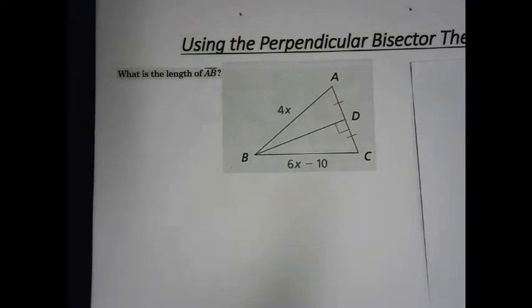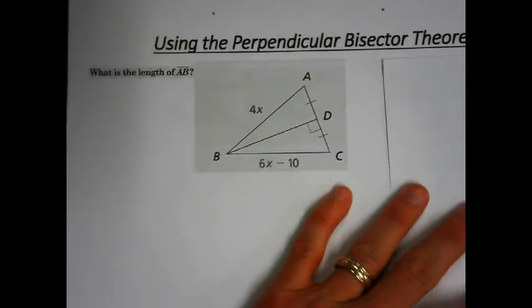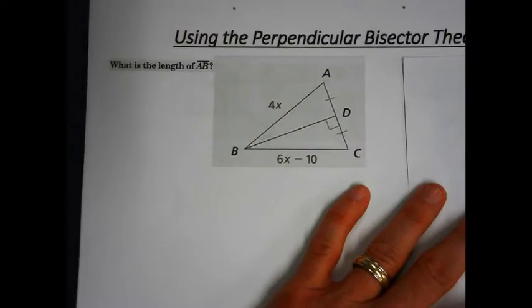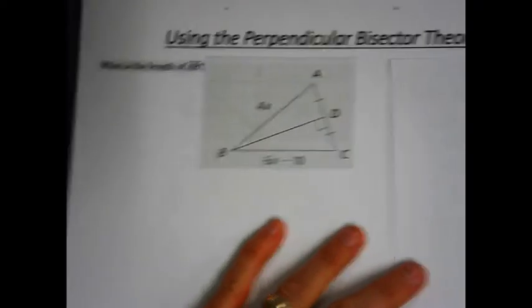So now we have this, right? Use the perpendicular bisector theorem. The question is, what's the length of AB? Well, where is AB? And here's AB. How are we going to find that length? What is going to go on? Well, what can we establish from this picture?